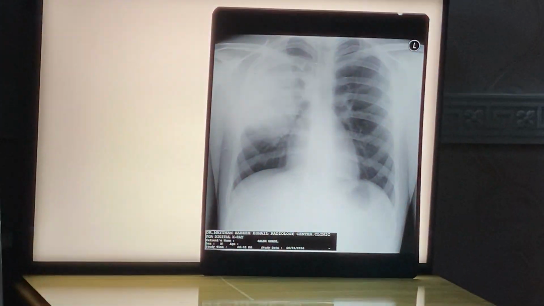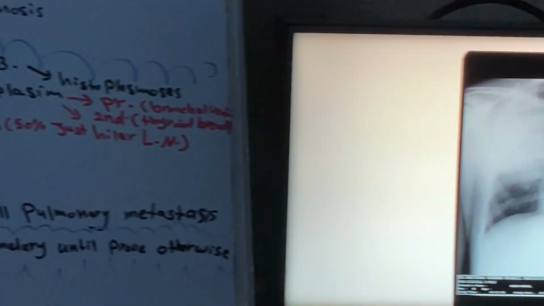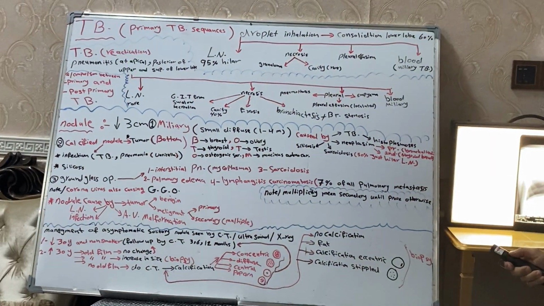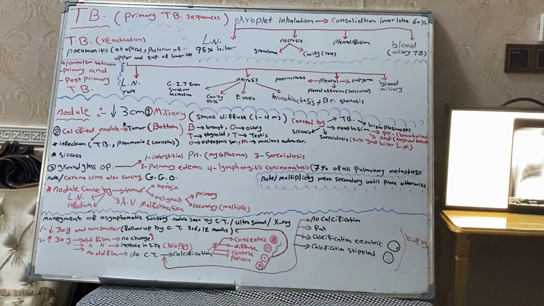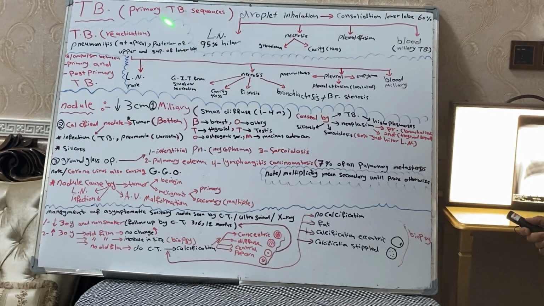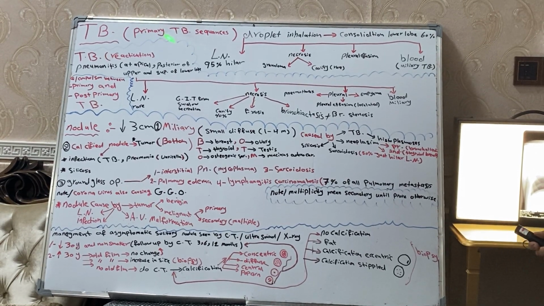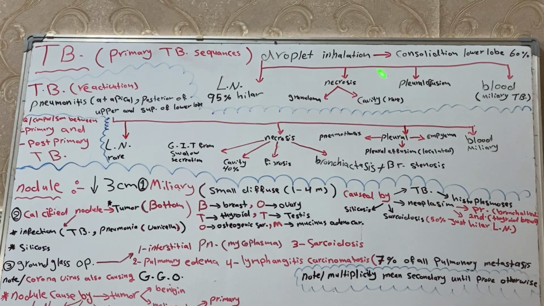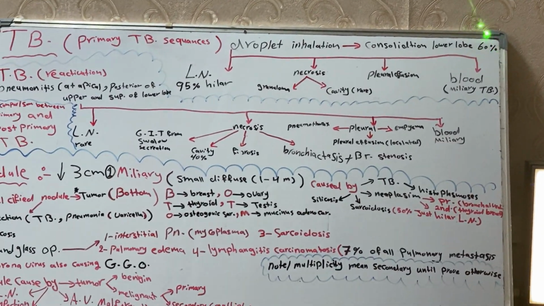The second cause of common infection in the lungs is TB. The TB is either primary TB or reactivation, post-primary. So the primary TB sequence: because primary TB is transmitted by droplet, droplet inhalation causes consolidation at the lower lobe in 60%.